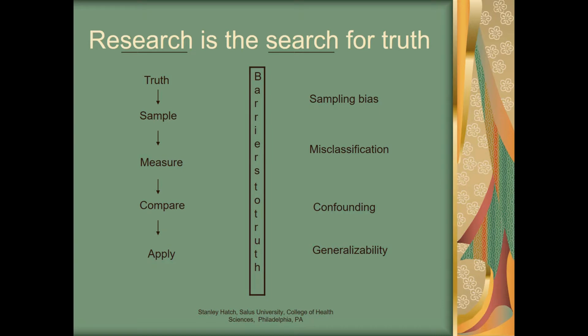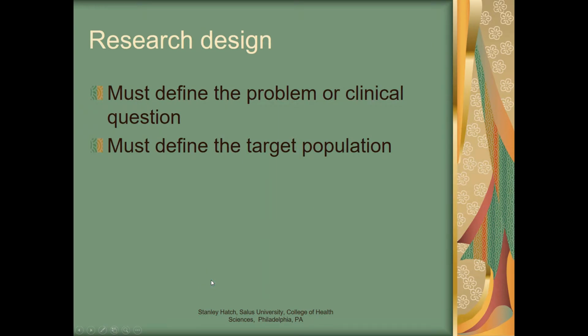If we do not have the appropriate sample or the appropriate measures or control for confounding, it is difficult to generalize the results from the sample towards another population. So in research design, step 1 is to define the problem or clinical question, and step 2 is to define the target population. Step 2 is the one that is most often ignored by researchers, and that's when they get in trouble later on trying to generalize or apply the results in clinical practice or in public health practice.